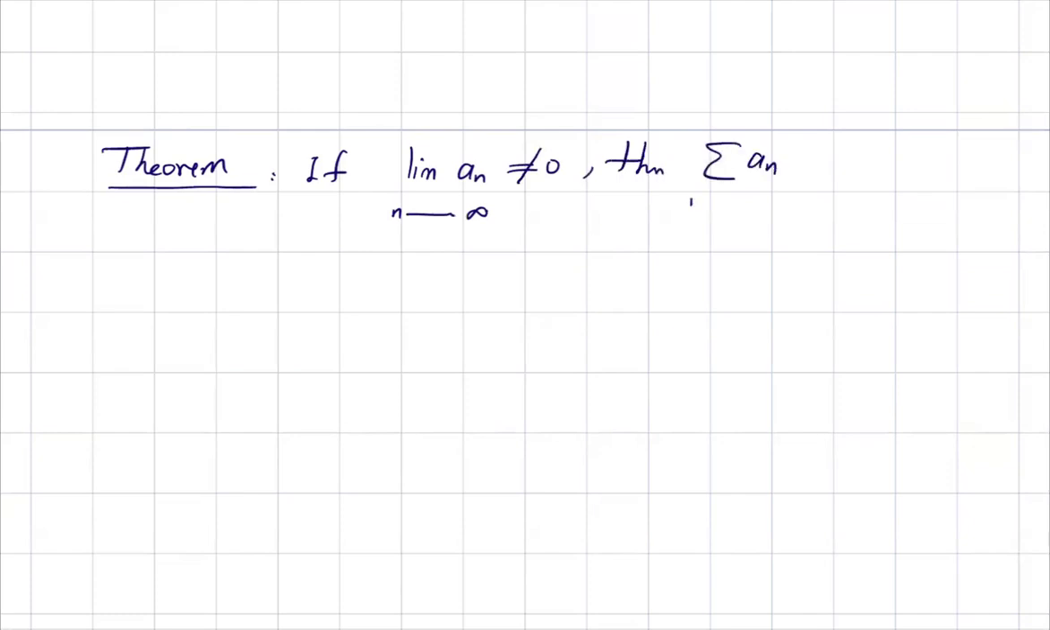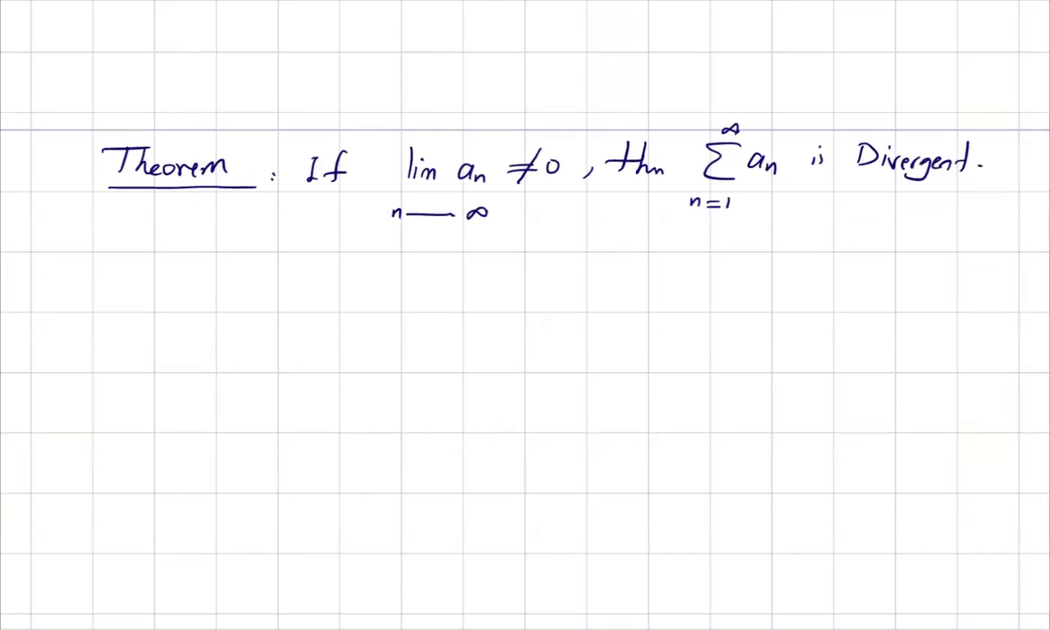An important theorem specifies that if the limit of the general term as n goes to infinity is not equal to 0, then the series the summation of an, starting from 1 and going to infinity, is divergent.